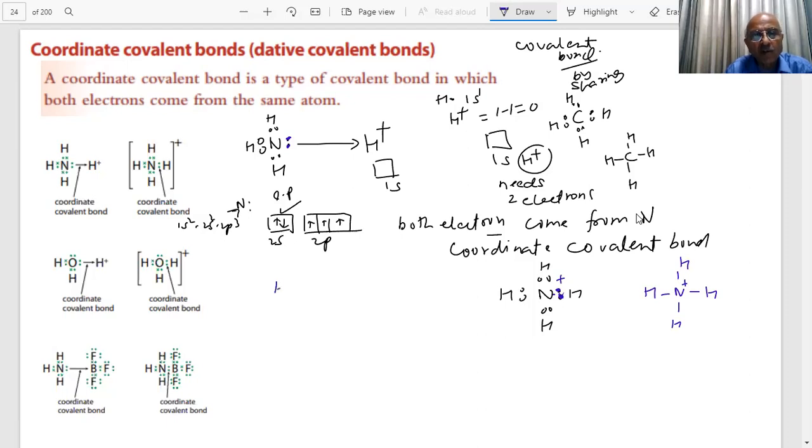Similarly, water can also do that. This is my water. There are two lone pairs of electrons and H plus has nothing. So it can give a lone pair of electrons to the hydrogen. This will be a coordinate covalent bond.